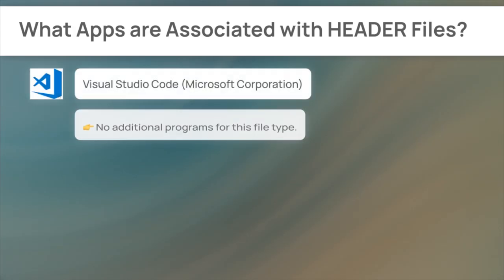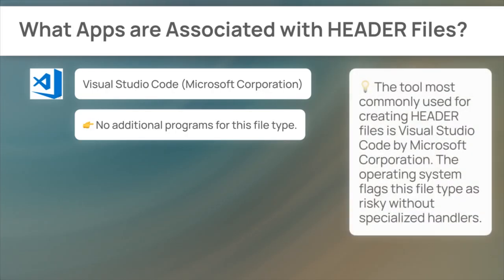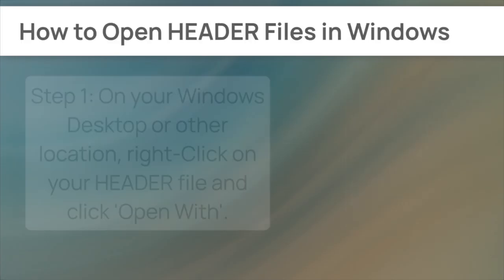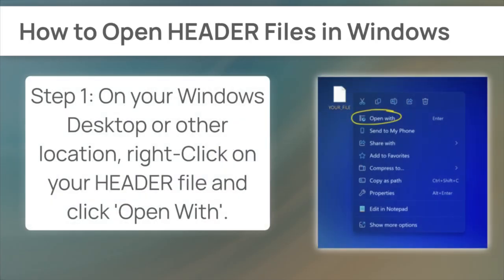Historically, the main tool for managing the header type has been Visual Studio Code by Microsoft Corporation. The file's embedded scripts necessitate a sandboxed environment not offered by Windows. Windows can reveal the source, but running the script requires the correct command line environment. We are performing a full check of installed file handlers.